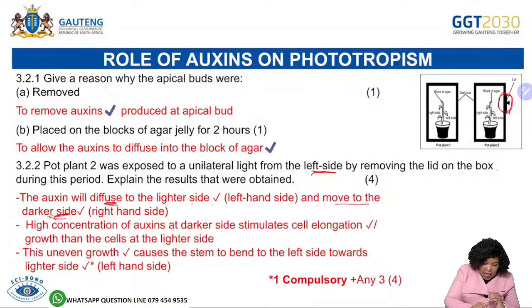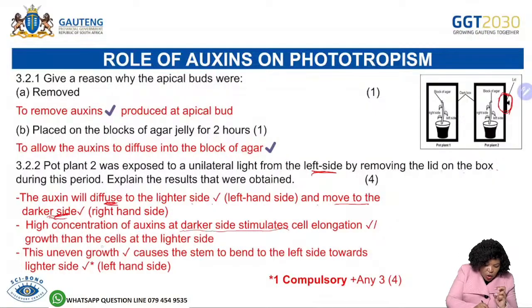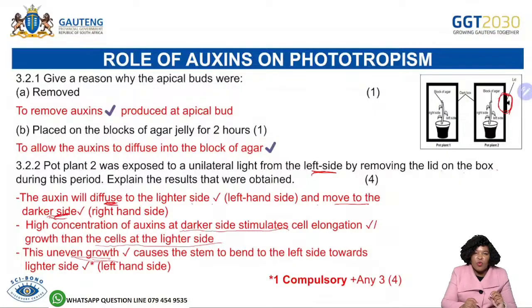Then, high concentrations of auxins at the darker side is going to stimulate cell elongation. So on that darker side where the light was not coming, cell elongation is going to be stimulated, so there's going to be more growth of cells on the darker side. Then this uneven growth, you need to say that it's uneven because then we need to see the bending. It is going to cause the stem to bend to the left side or towards the light because the growth was way more on the darker side.